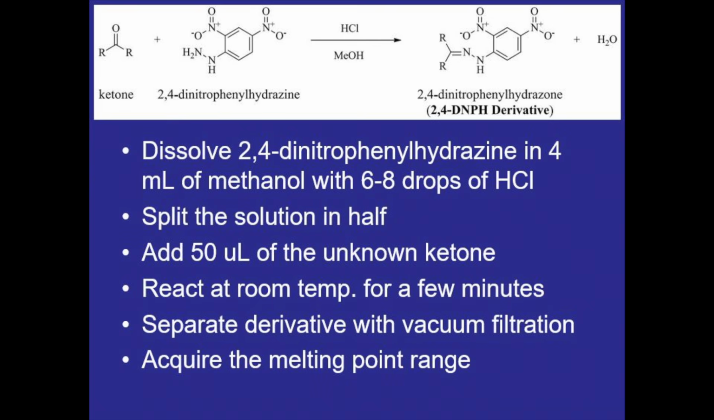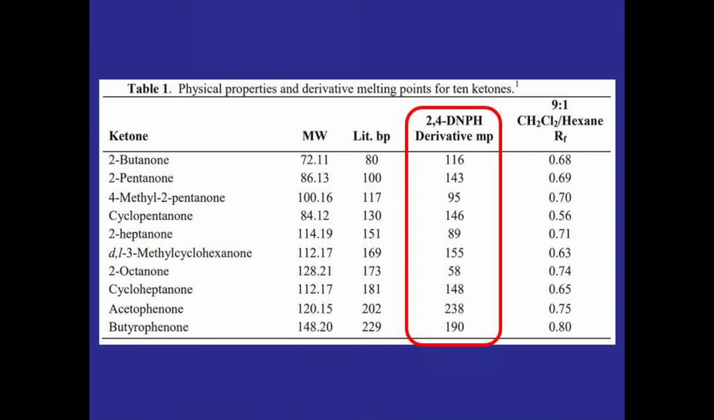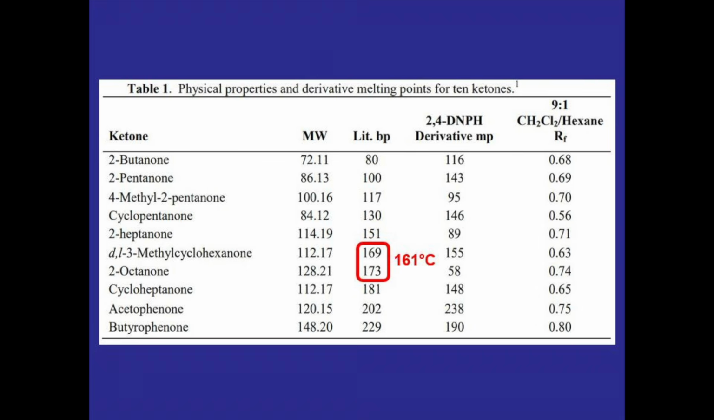Each of those melting points is given to us in the table, and once we have the melting point range for the derivative, we can then compare it to the boiling point that we took for the original unknown ketone. So let's just say that we take the boiling point of our ketone and we measure it to be around 161 degrees Celsius, which could easily be for either of these two ketones, but that's too close to be confident in guessing which one we actually had.